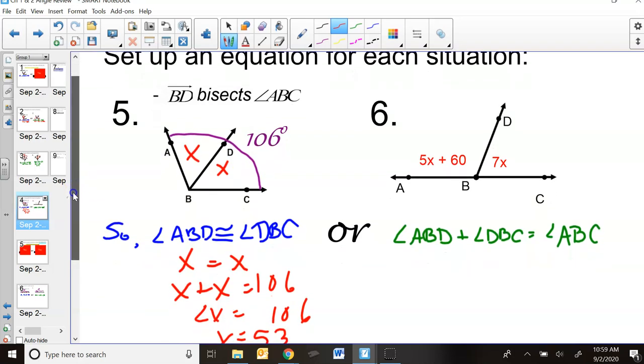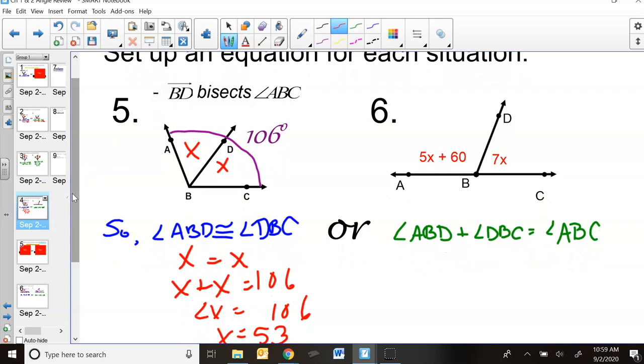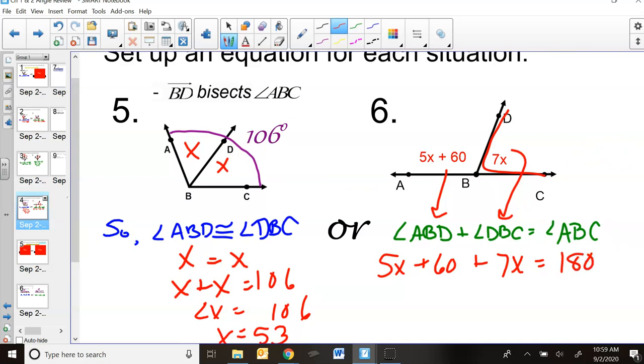Okay, so on this one, since ABD right here, ABD is 5x plus 60 and DBC is 7x, then I can say 5x plus 60 plus 7x equals. Now here's the problem. They did not give me a number for ABC, but it is a straight angle. And remember how many degrees a straight angle is? 180. Okay. Since these like terms are on the same side together, I'll add those up. Okay, and now you've got a pretty little algebra equation that I know you know how to solve.